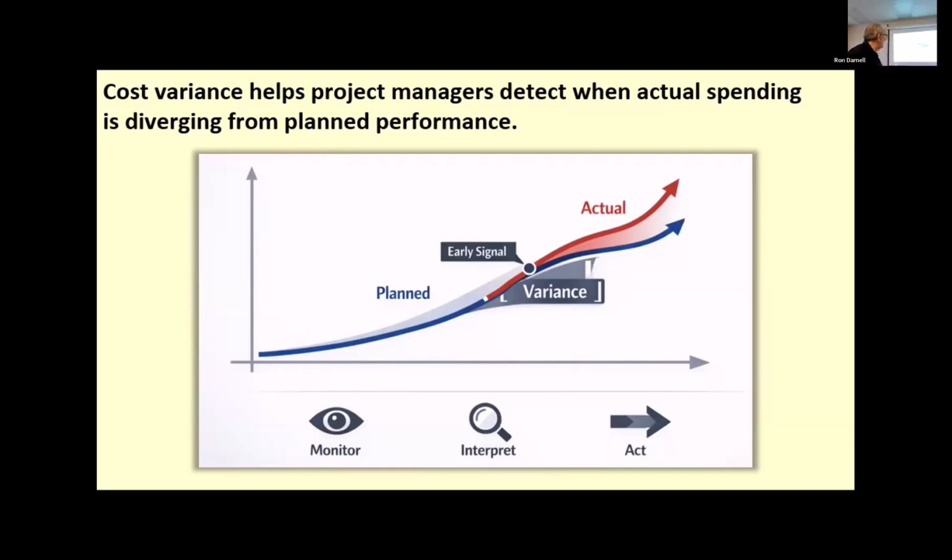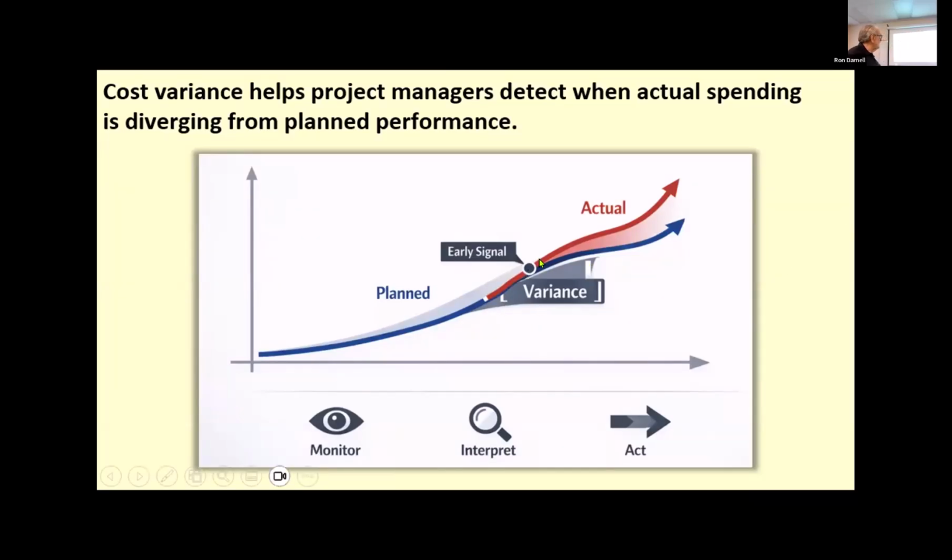So on the slide here, where's my mouse? There it is. They're saying it's the early signal. This is where we're starting to depart from the plan. These little curves here, you'll see these graphs a lot in project management, and typically the baseline is depicted as an S curve. It has this basic S shape: low at the bottom, steep in the middle, and flattens off at the top.